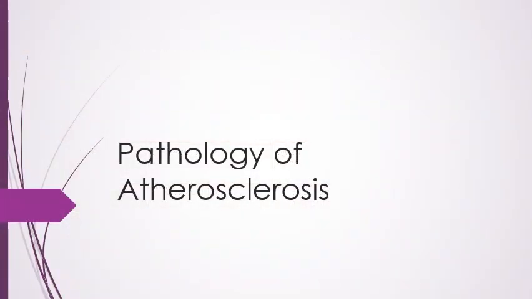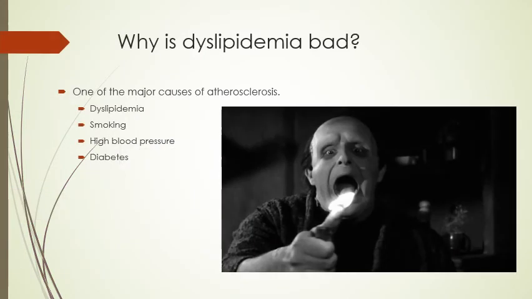So let's talk about the pathology of atherosclerosis. The reason that I bring up such a simple slide like this is I think a lot of these terms are thrown around and we forget kind of the progression of one of these terms into another. Which one of these are risk factors, which of these are pathologies, which of these are actual disease process. So put simply, the reason dyslipidemia is bad, the problem with having all these high LDLs and low HDLs in our blood, is because it's one of the major causes of atherosclerosis, okay?